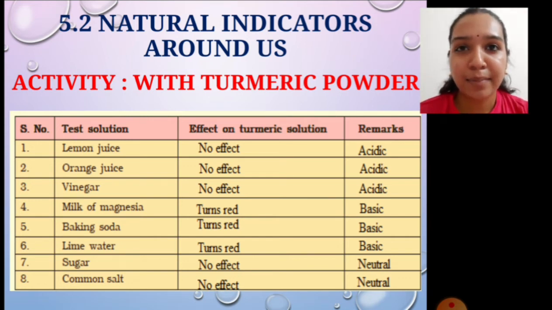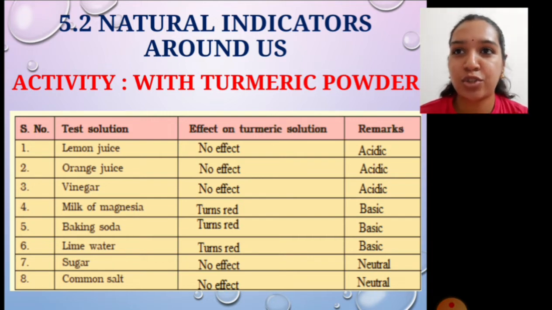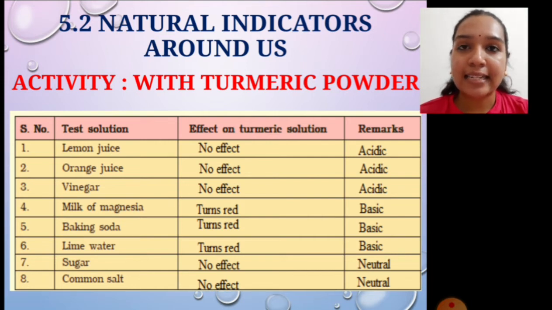But the turmeric strips show a change to red color on adding a drop of baking soda on it because, like soap solution, it is also basic in nature. So from these experiments, we come to know that turmeric as an indicator does not change its color when reacted with an acid solution or a neutral solution, but changes to red color when reacted with a basic solution.